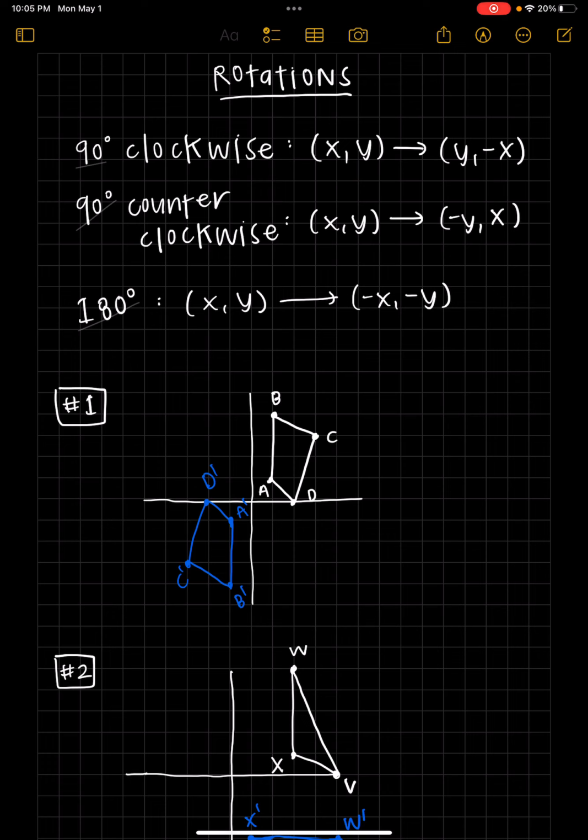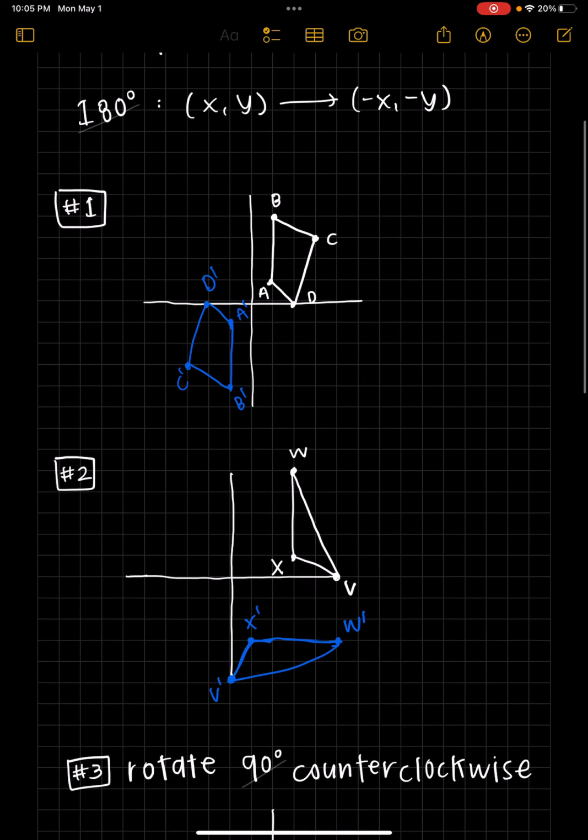And then the 180 degrees is actually the easiest because our (x, y) point goes from (x, y) to (negative x, negative y), so we just flip the signs on both of them. I'll show you how to deal with that in those last two examples, but let's start with the first two examples where we're just going to look at the two shapes and determine what happened, whether they went 90 degrees clockwise, 90 degrees counterclockwise, or 180 degrees.